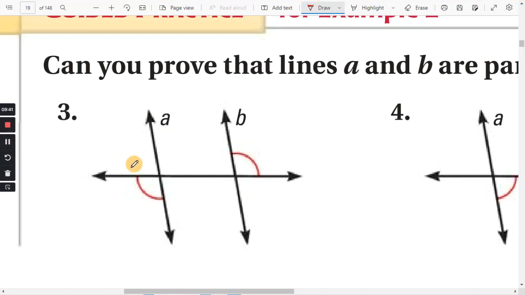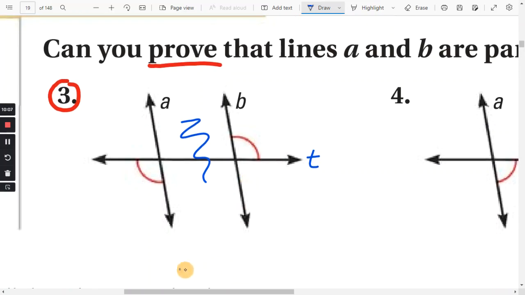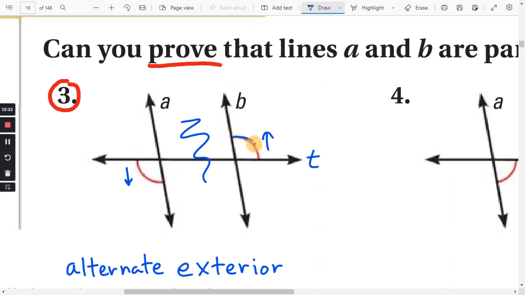Try number 3 and see if you can explain why or why not the lines are parallel. See if you can prove it. This horizontal line is your transversal, that's T. In between the lines is the interior. So clearly these angles that are marked in red are exterior. I see one angle is on the top of the transversal and the other angle is on the bottom, so they're not on the same side. That makes them alternate. They're marked congruent. So alternate exterior angles are congruent, and that proves that A is parallel to B.